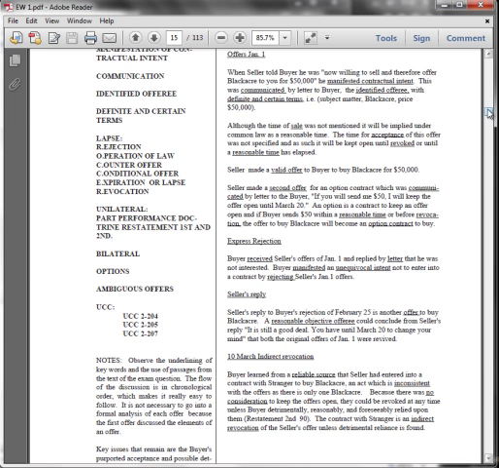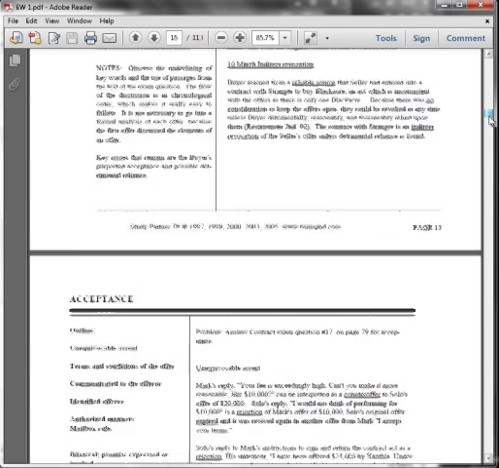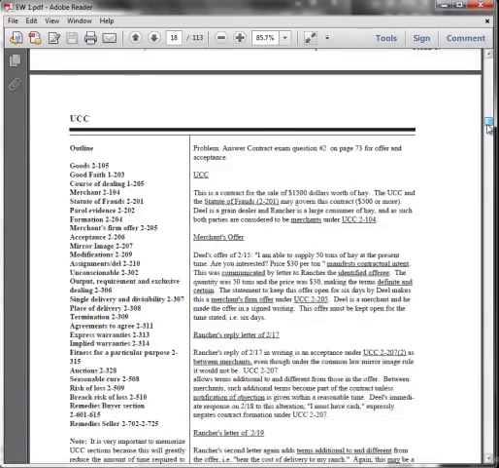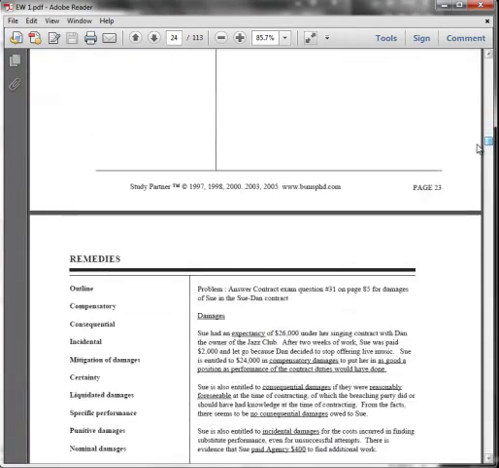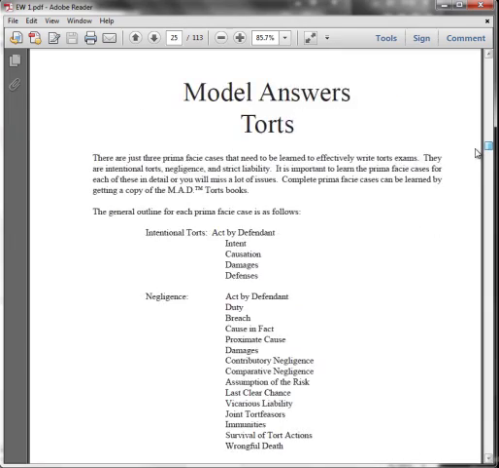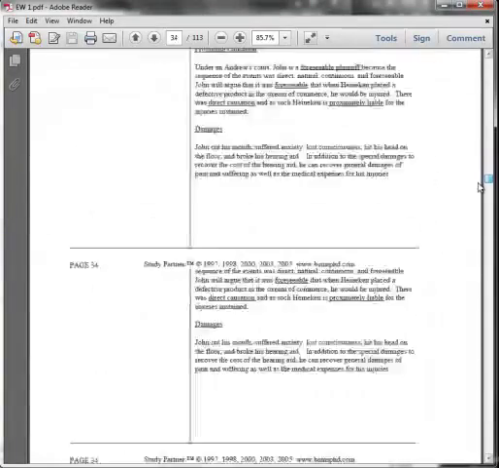I will answer a question differently than you. You will answer it differently than me, but we will both get hundreds on our exams because our legal analysis and methodology is extraordinarily good. That's the key thing we want you to take away from this. The scope of this book shows you how it's structured. Here's the model torts answers.